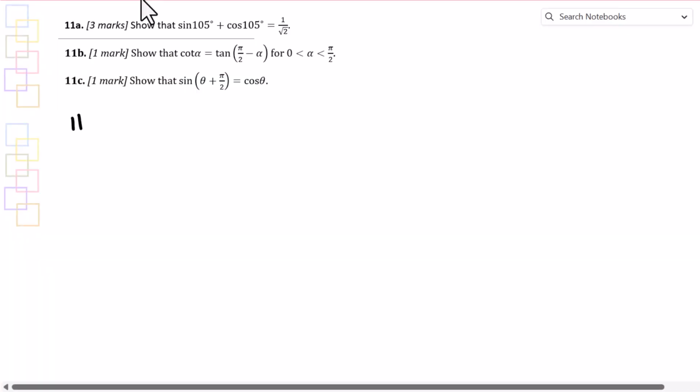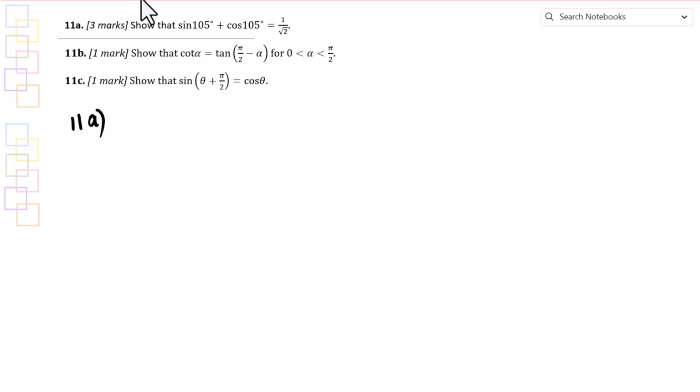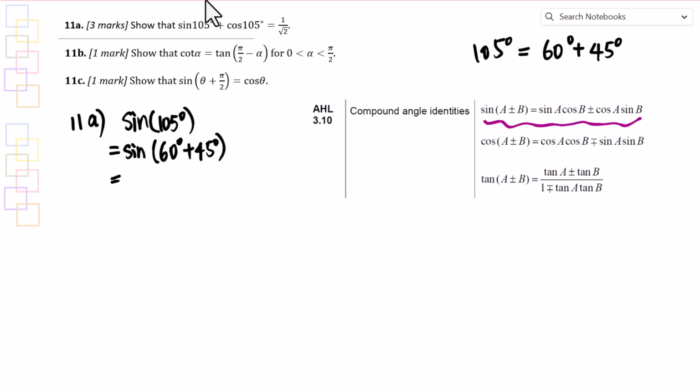Let's go to 11a. Show that sine 105 degree plus cosine 105 degree equals 1 over square root of 2. We know 105 degree equals 60 degree plus 45 degree. Let's use this formula, SC plus CS. Sin 60 times cosine 45 degree plus cosine 60 degree times sine 45 degree.